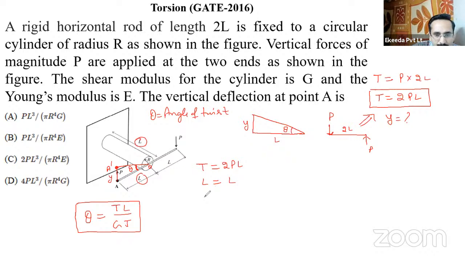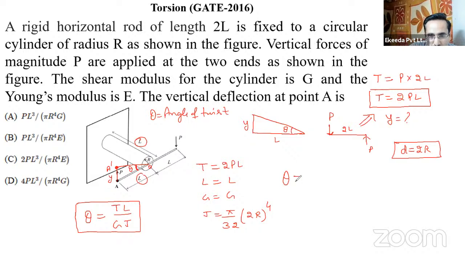This length L. What is G? G is given to us. This is G only. And J. What is J? The radius of the shaft is given, right? So we can write pi by 32 (2r) to the power 4, because the answer is in terms of radius. That's why we are writing 2r to the power 4, because the diameter of the shaft is equal to 2r, right? That's why we have written 2r to the power 4, right?